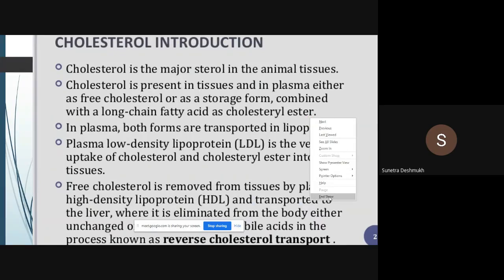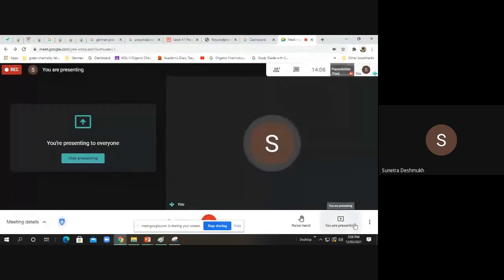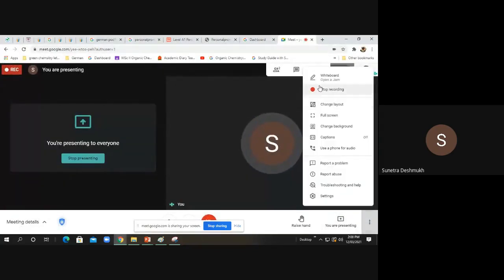Now we will see, one by one, how cholesterol can be synthesized.